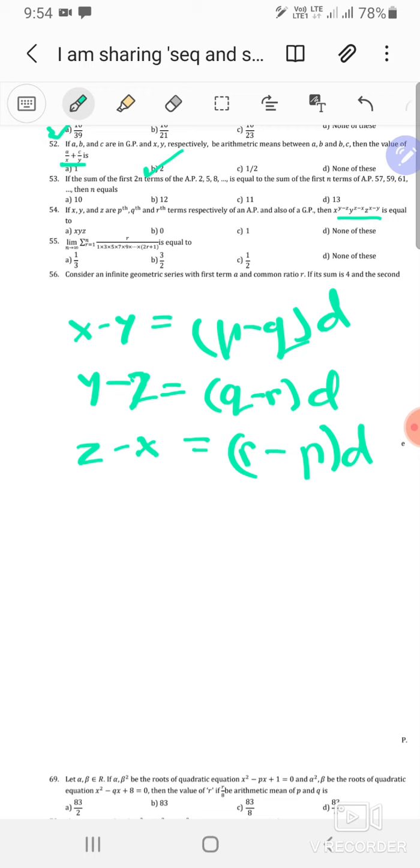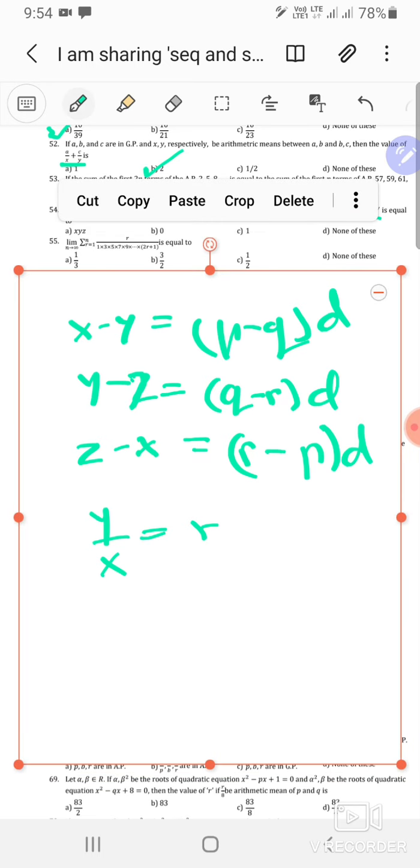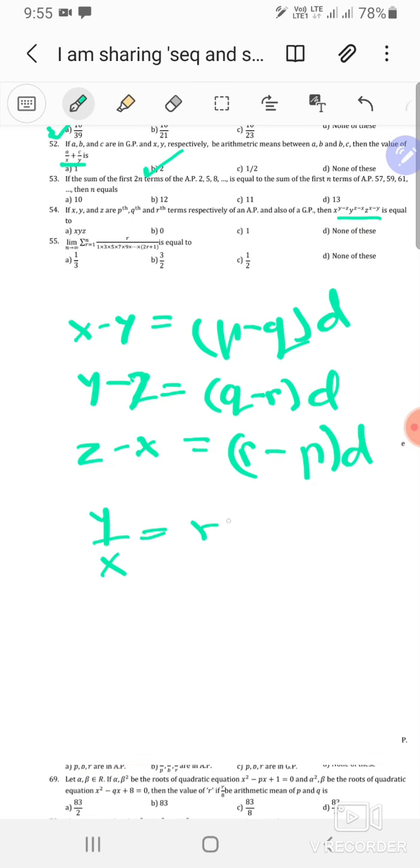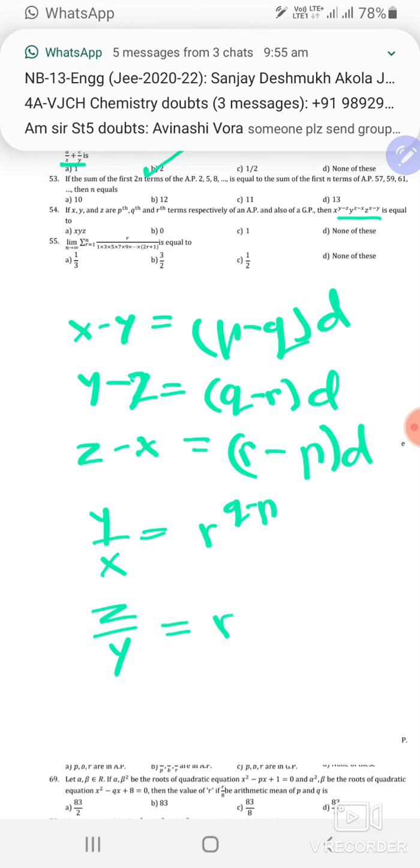Also we know that because these are the p, q and r term of a GP as well, that means that y upon x has to be the ratio raised to the q minus p power. Sorry for that. So it is equal to the ratio to the power of q minus p. Okay, then z upon y has to be the ratio r minus q.